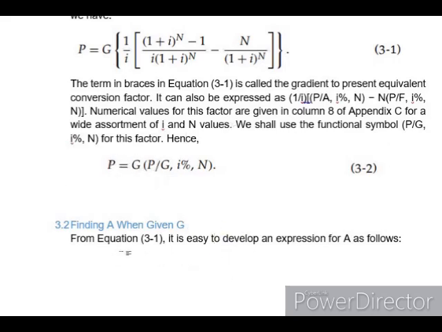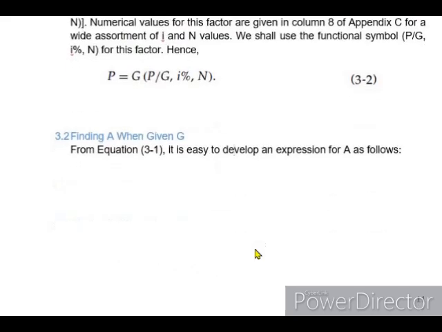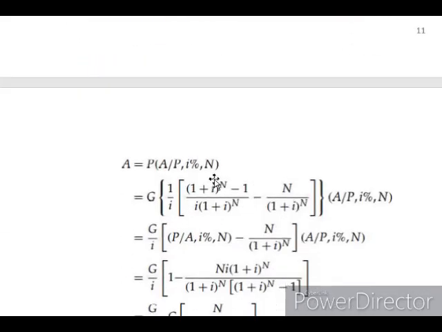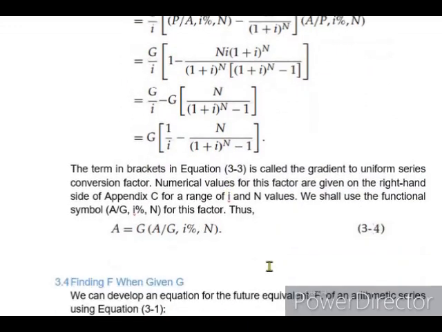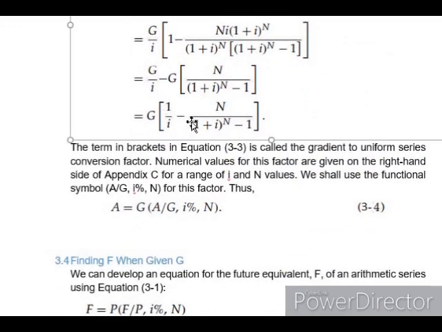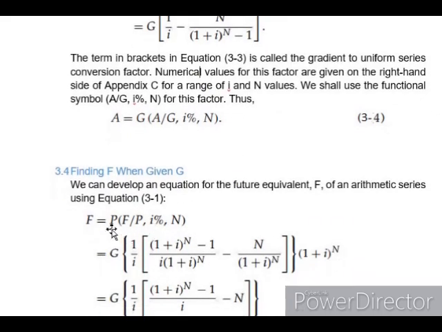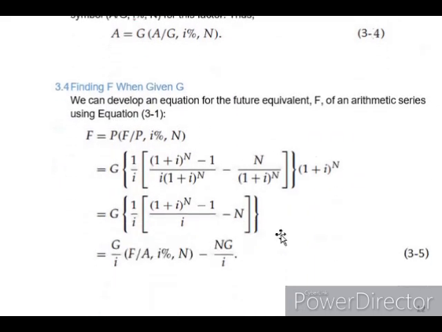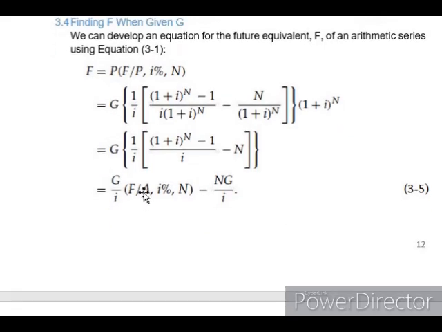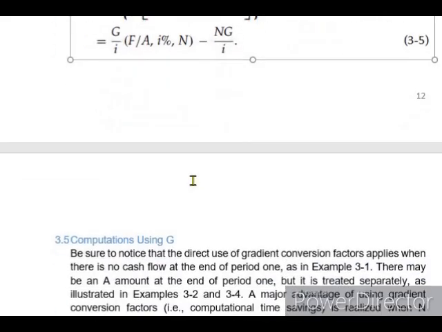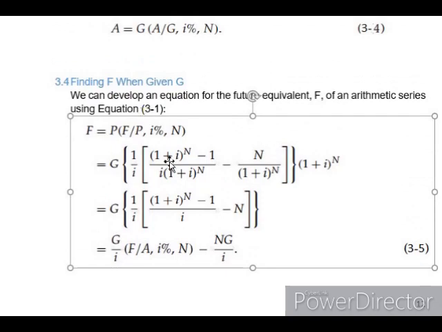Ngayon naman, finding A when given G. So, diretso na tayo guys sa formula kasi ito, derivation lang naman to eh. So, ito na yung magiging formula niya. Okay? Kung ayaw nyo tumingin dun sa table, okay, appendix, ito lang gamitin yung formula. So, same lang naman siya dito sa finding A given G. Okay? Ito naman, finding F when given G. So, dinerive ulit, guys. Ito yung formula niya. Okay? Ayan ay finding F given G.